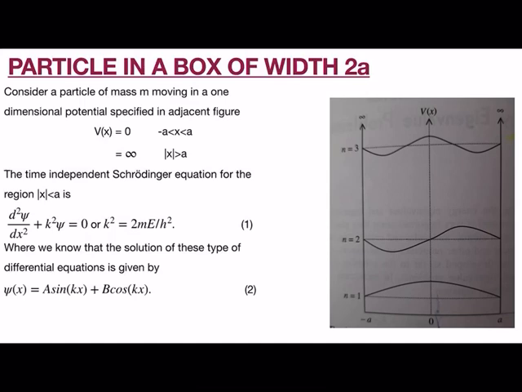Equation number 2. The solution of this one is given by a sin kx plus b cos kx. Again, this is the differential equation. You come up with the complementary function and particular integral, and you will get it. Here you only have to do the complementary function, not the particular integral, so you come up with this equation number 2. If you don't know, then you have to take it as granted, and we will do it in upcoming videos.